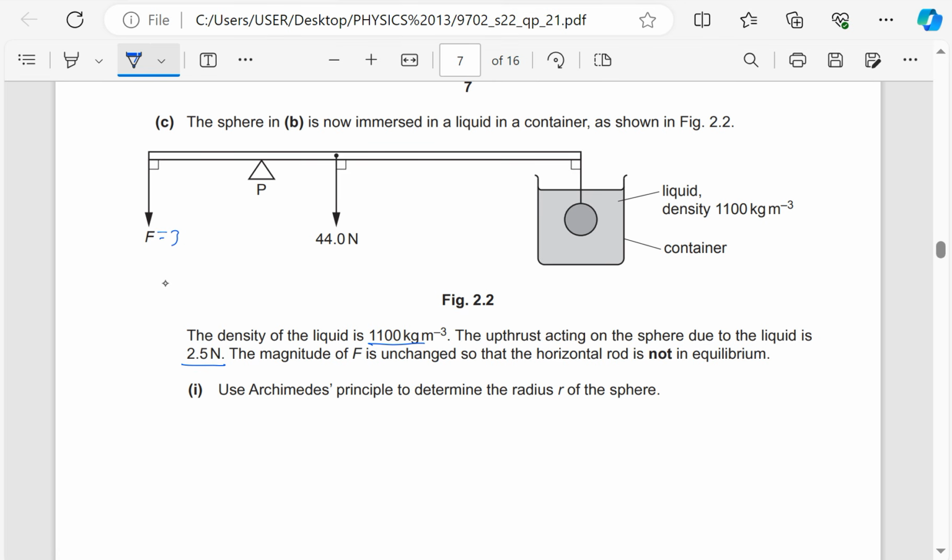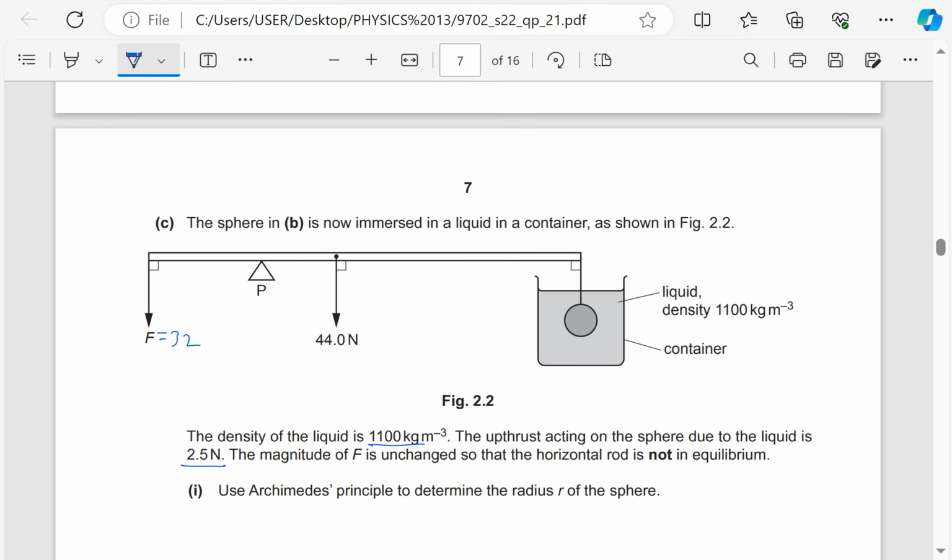Remember, this was 32. And remember, this distance has not changed. It was 1.1. This distance has remained 0.6. And this distance has remained 2.9.